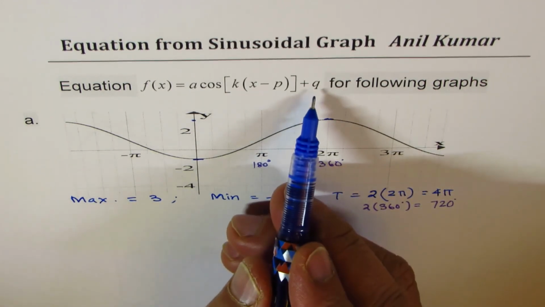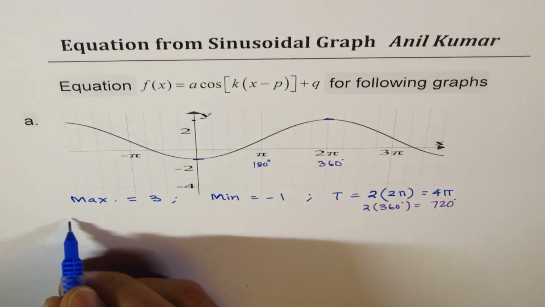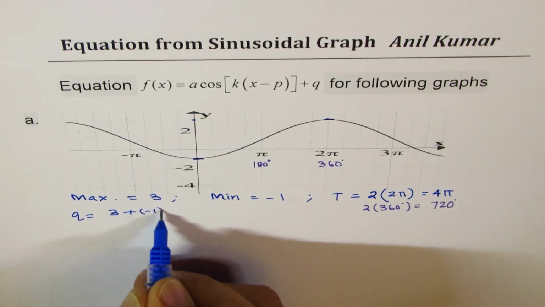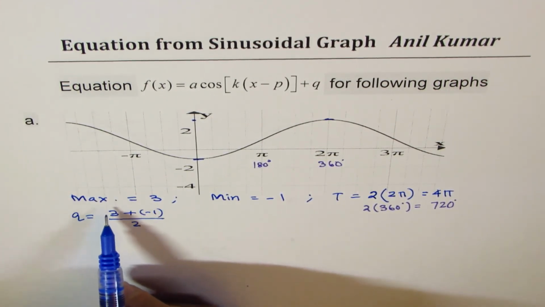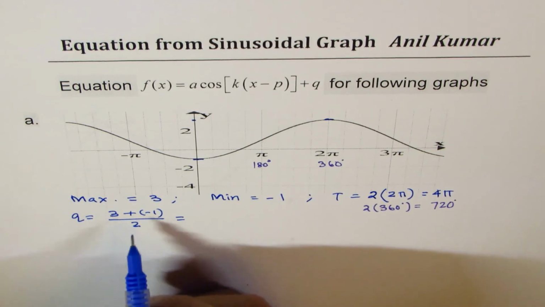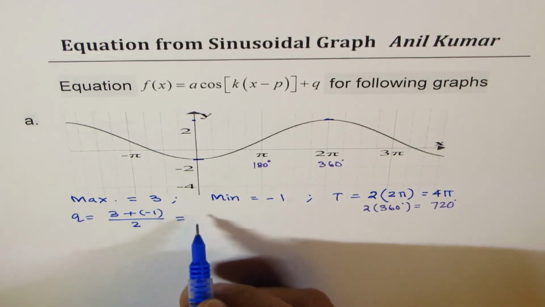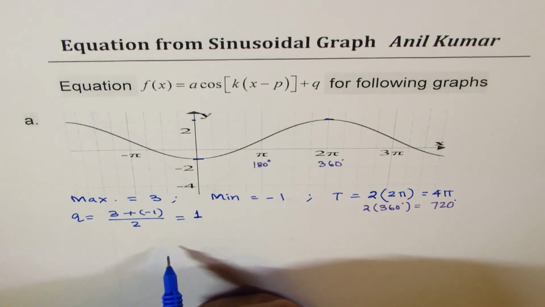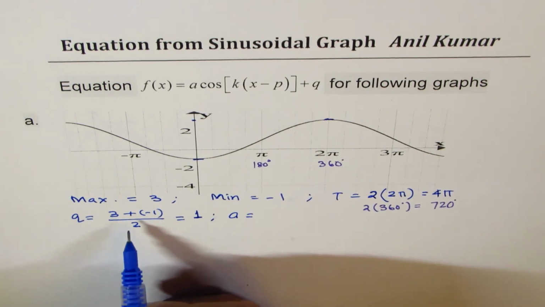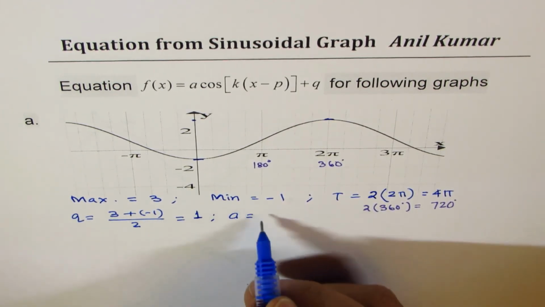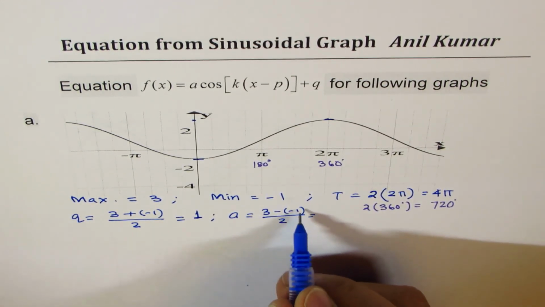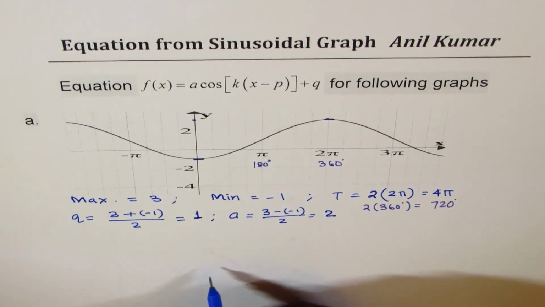Now let's find out these values. q is the average of these two. So I'll just write 3 plus minus 1 divided by 2. We'll not repeat the formula, which is maximum plus minimum divided by 2. And this value is 3 minus 1, which is 2. 2 divided by 2 is 1. The value of A, the amplitude, you have to take away one from the other, that is 3 minus minus 1 divided by 2, and that gives you 4 divided by 2, which is 2.